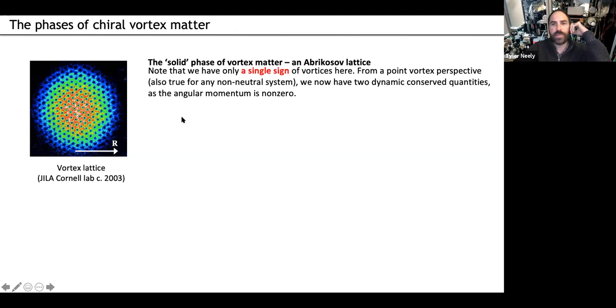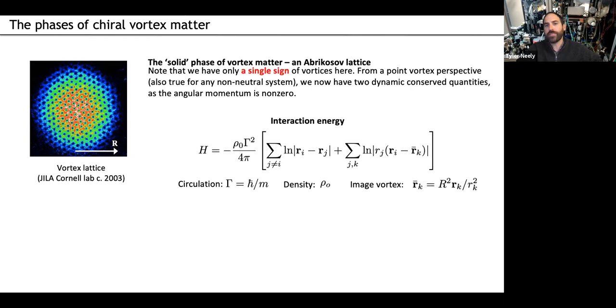From the point vortex perspective, this system is somewhat different in that the net angular momentum is now non-zero. And so now there are actually two conserved quantities, which are the energy and the angular momentum. Again, you have the same form of the interaction energy. In this case, this is now accounting for the boundary through the introduction of this image vortex term, which makes sure that the flow is tangential to the boundary of the condensate and not going through it.